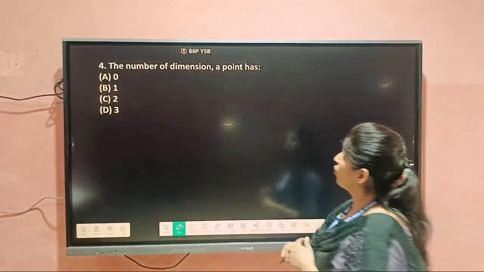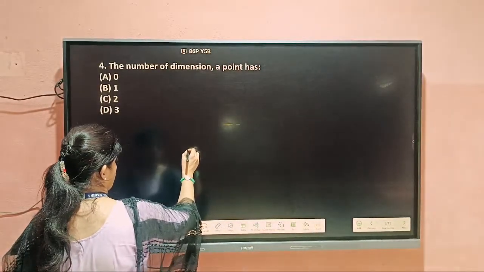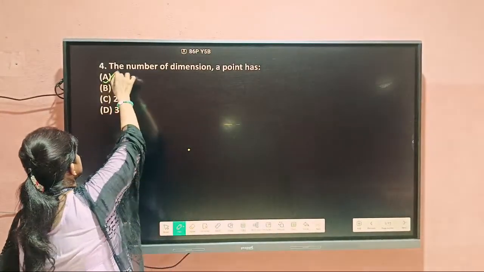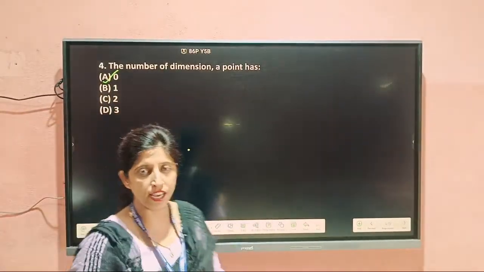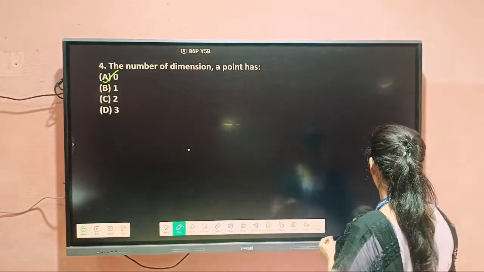Next, the number of dimension a point has. Point is like this only. So point has no dimension. No dimension means zero dimension.